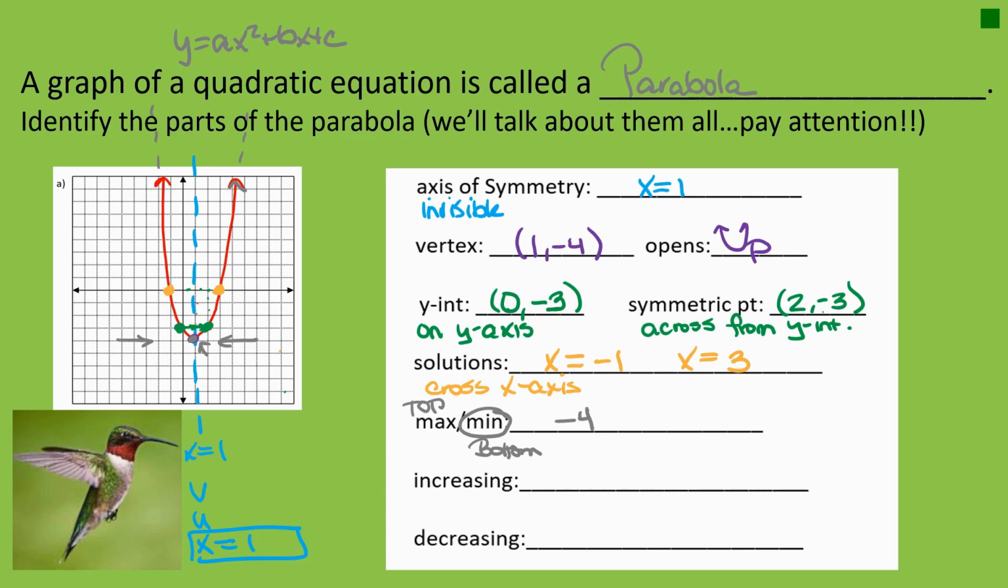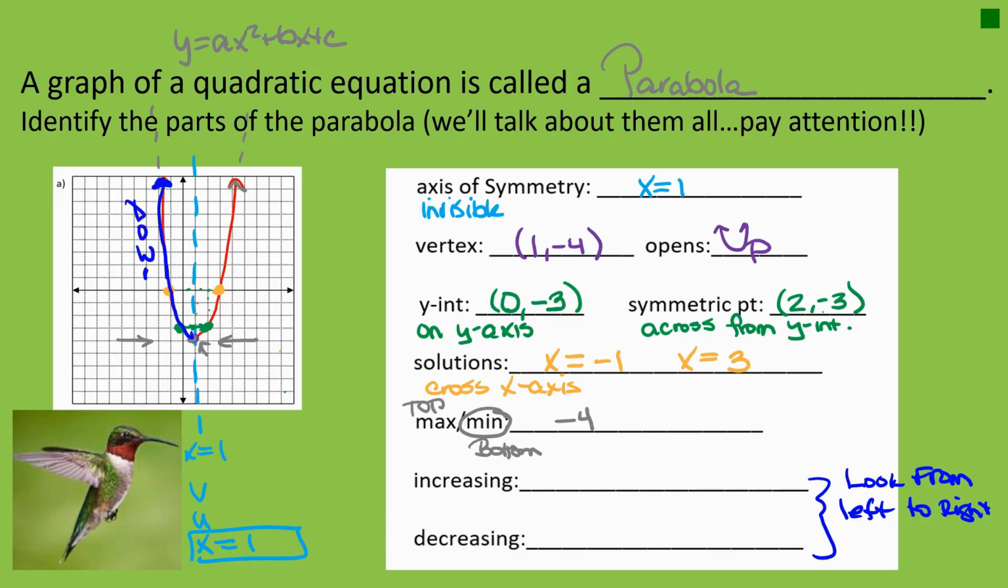The next two, increasing or decreasing, this is going to be from left to right. So both of these, you look from left to right. So I'm going to start at the very left. The very left is this arrow. And I'm going to go along the parabola to the vertex. What did I do?